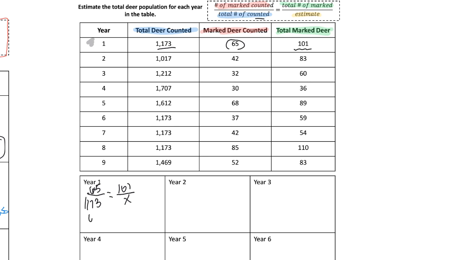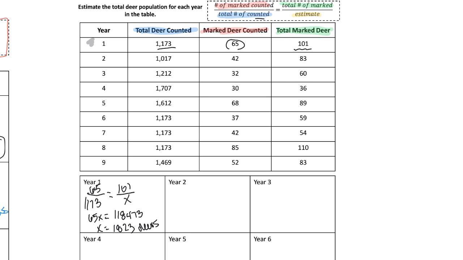So when we cross multiply, we should get 65x and 118,473. All of these numbers are going to be pretty big, so it's okay if you're getting some pretty big numbers. When you solve that, you should get 1,823, and don't forget to label that it's deer. Should we do one more together? Let's do one more together.